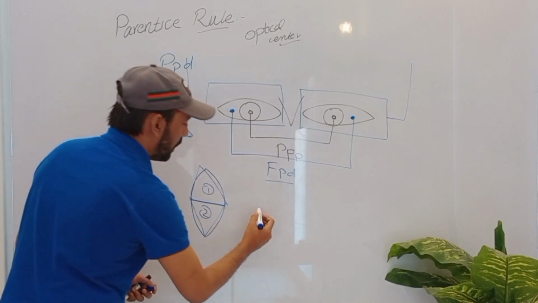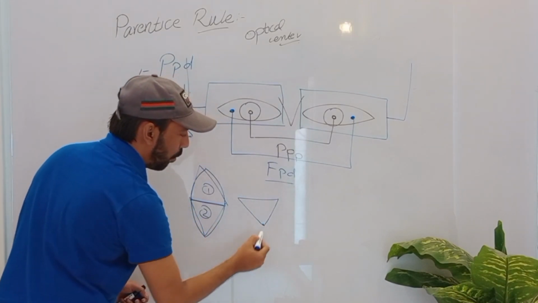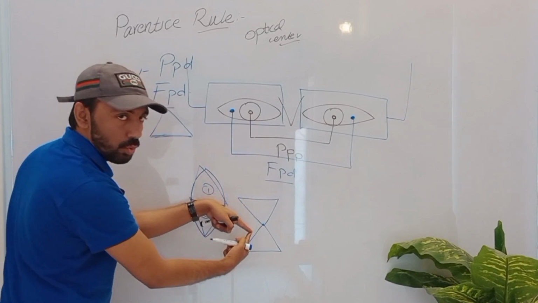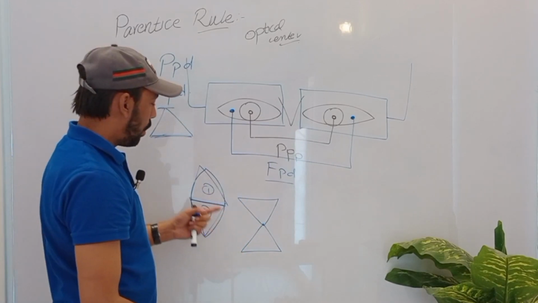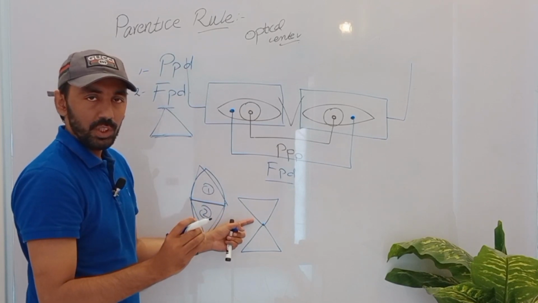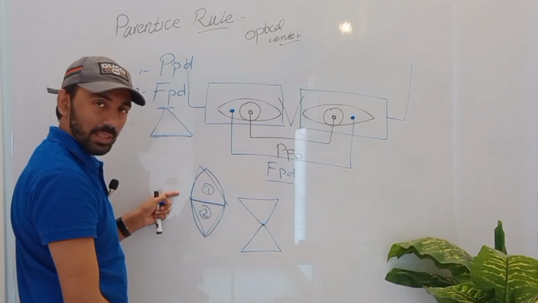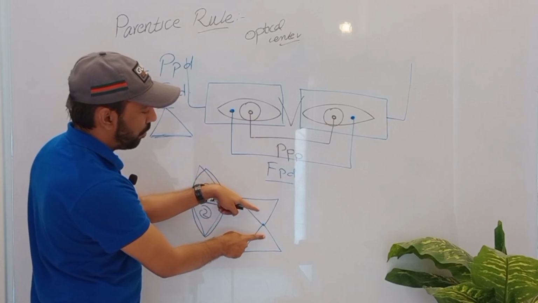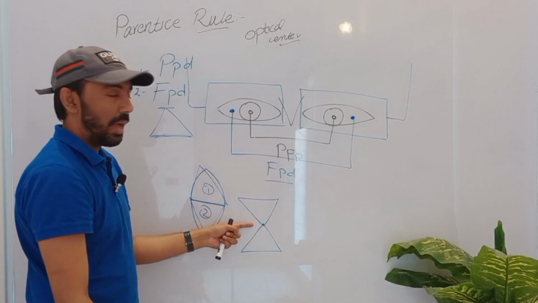In contrast, in a minus spherical lens, prism number 1 and prism number 2 are attached apex to apex. So either it is a plus spherical lens or a minus spherical lens, both are combinations of prisms. In case of a plus spherical lens, the two prisms are attached base to base, and in case of a minus spherical lens, two prisms are attached apex to apex.